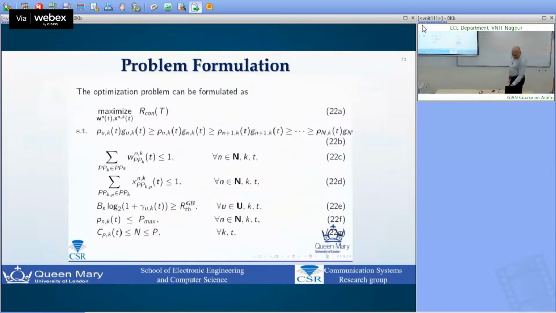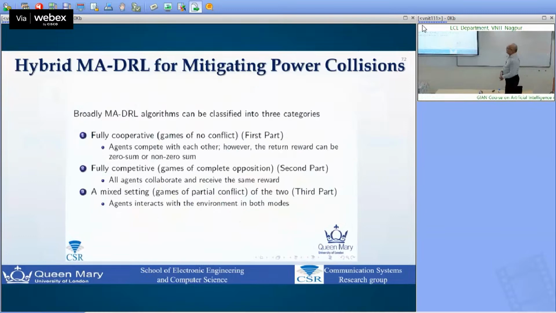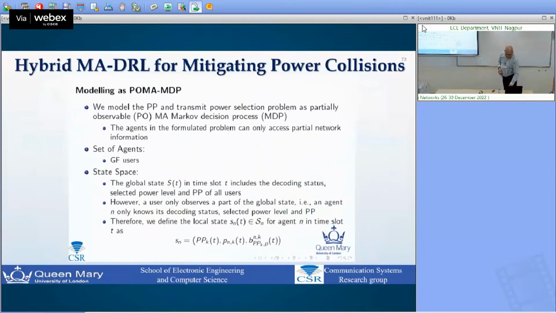Okay, so now we are going to see the algorithm, whether it could be fully cooperative, fully competitive, or mixed. Here we have the power pool and power selection problem, which we can formulate as a Markov decision process. Here the agents are going to be the grant-free users. Every grant-free user will be an agent.